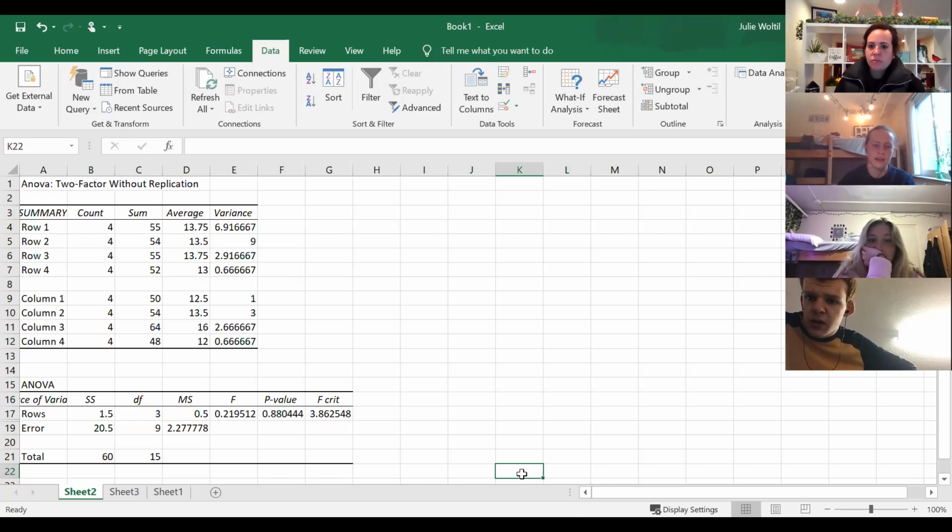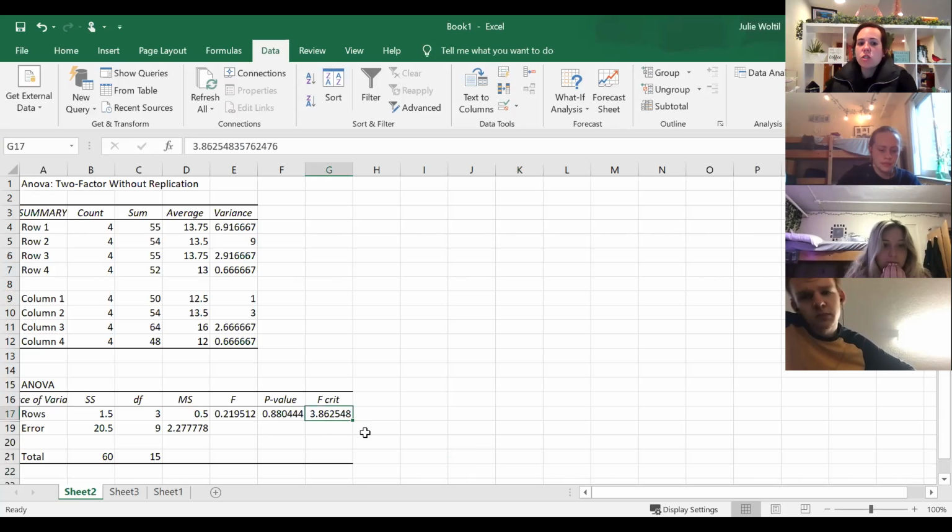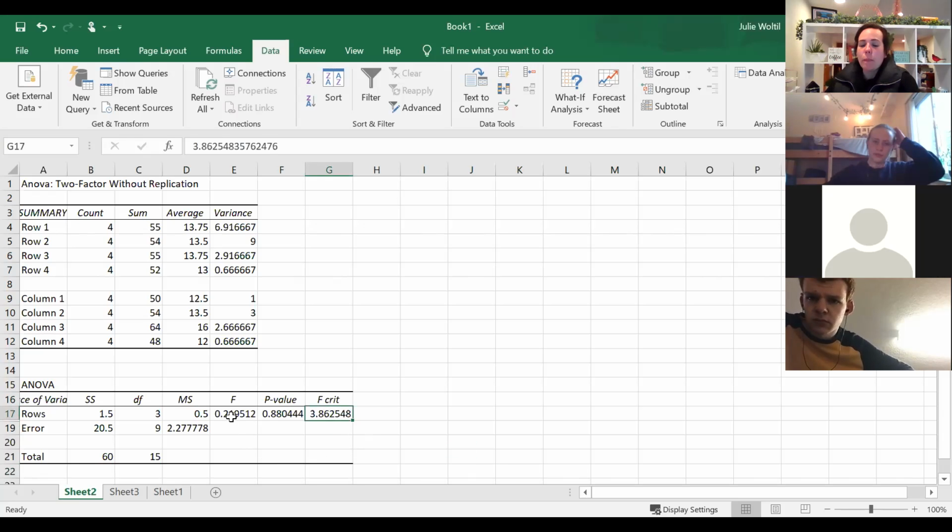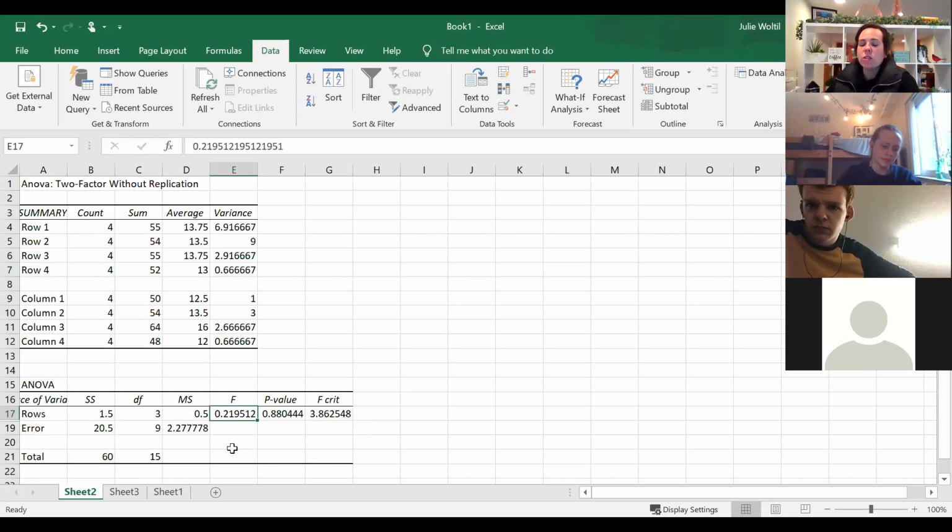Because the F obtained is less than the critical. Yes. Is everybody seeing that? Okay. This F critical is 3.86. The F obtained is 0.22 if I were to round. I cannot reject my null hypothesis because it's essentially, right?